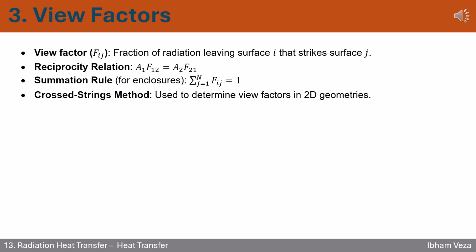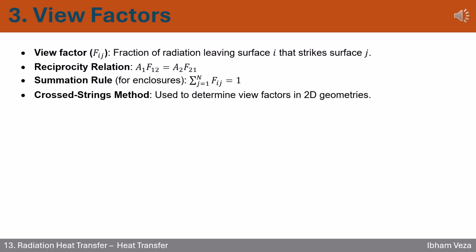There are two handy shortcuts to make calculations easier. First, the reciprocity relation. This shows that the view factor isn't one way. If surface 1 sends radiation to surface 2, surface 2 also sends radiation back, but proportionally based on their areas. Next is the summation rule. Everything leaving a surface has to go somewhere. So if you add up all the fractions going to every other surface, it must equal 1.